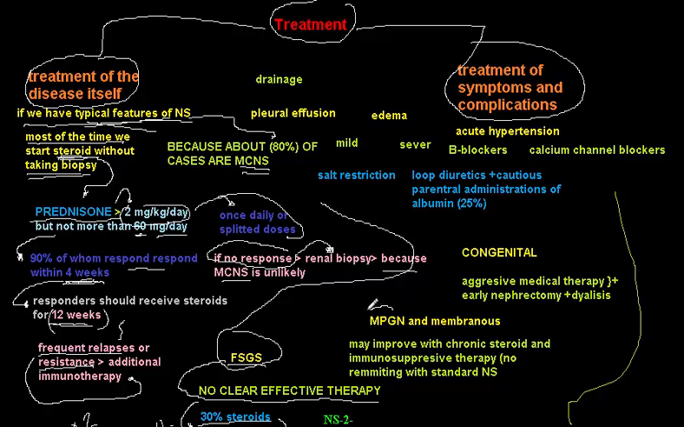What if we have membranoproliferative glomerulonephritis or membranous nephrotic syndrome? They usually do not respond to normal or standard steroid. We have to give extensive or aggressive chronic steroid plus immunosuppressive therapy, so that we treat the membranoproliferative or the membranous.